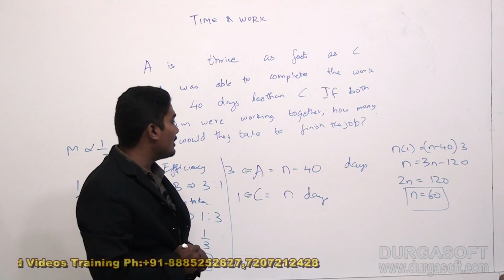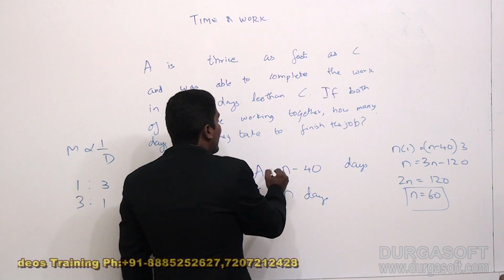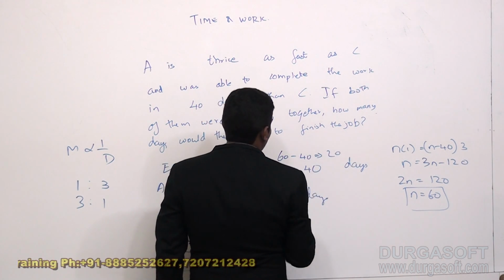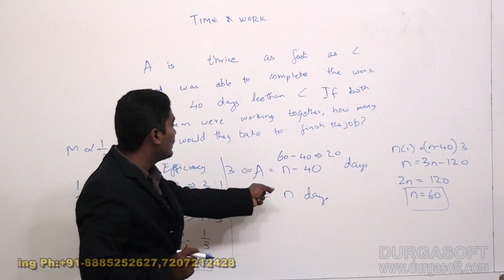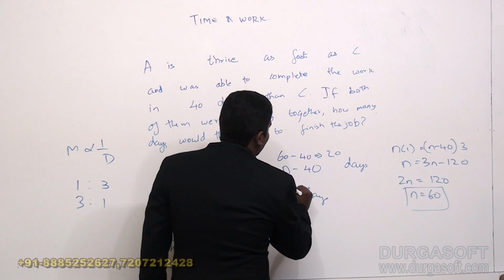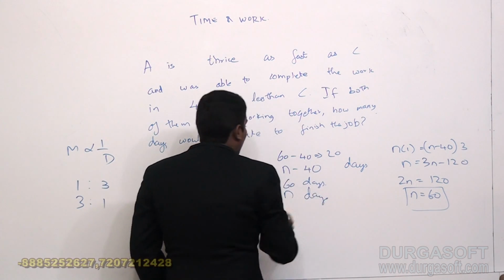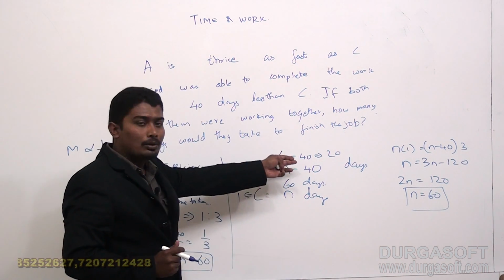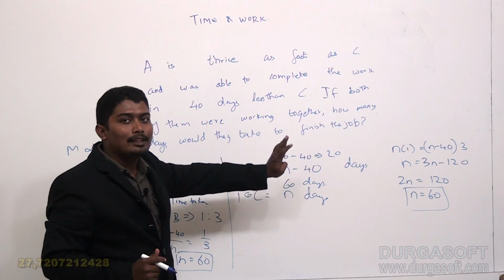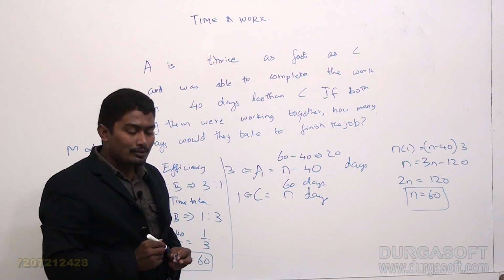So after finding the n value as 60, I can assume that A will take 60 minus 40, which is 20 days to finish the job, and C will take 60 days to finish the job. So I can take the LCM of 20 and 60 and find the answer. That is one way of doing it.